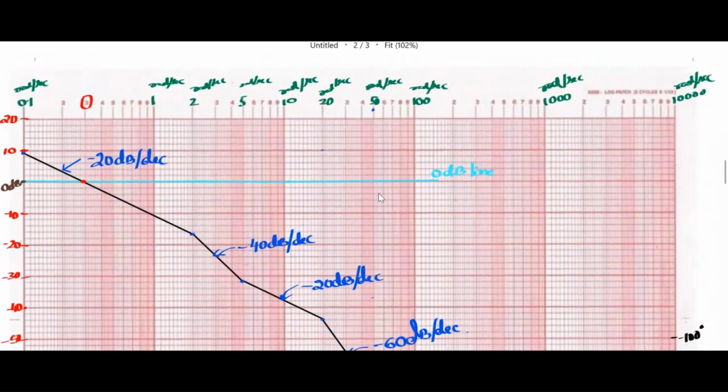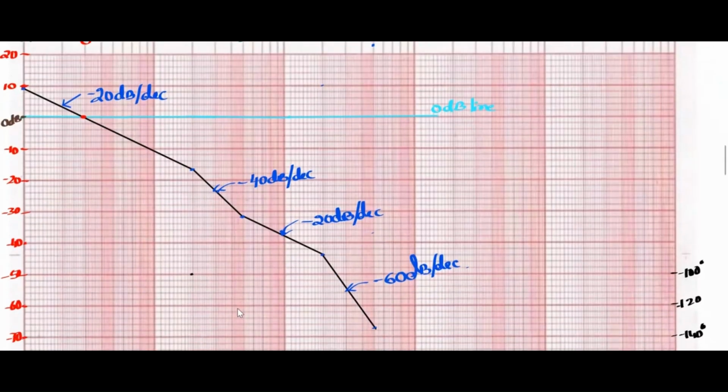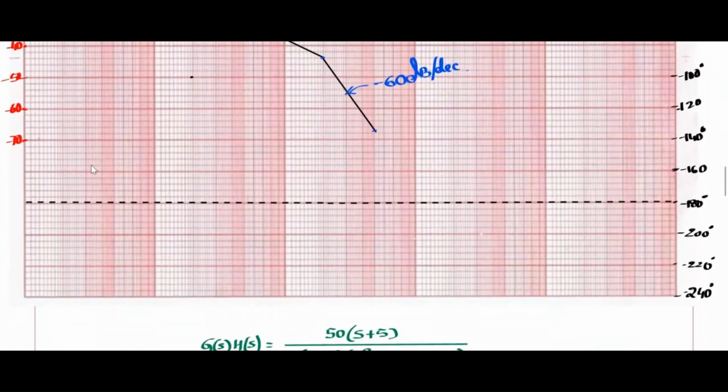So let me check where 2 is. This is 2 radians per second. See this line, this line is 2 radians per second. I'll just put a reference there. So that line is 2 radians per second. Now I need to mark minus 122.37 at 2 radians per second. So minus 122.37 will be somewhere here. Okay, somewhere at this point is minus 122.37.